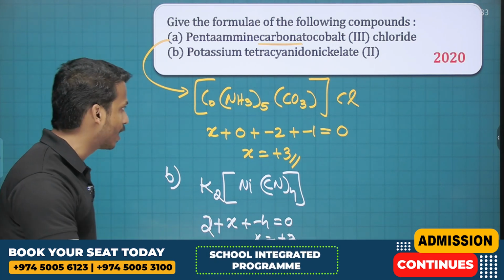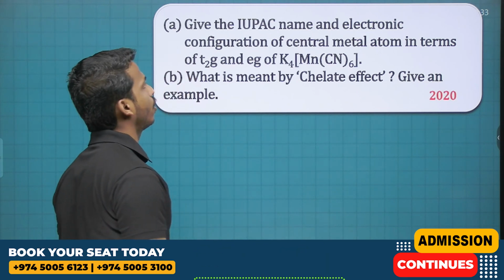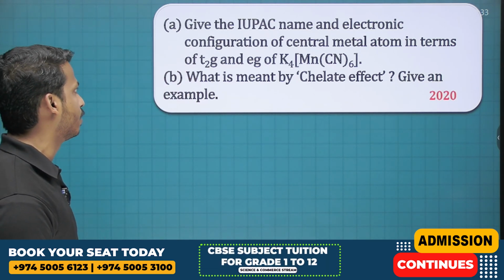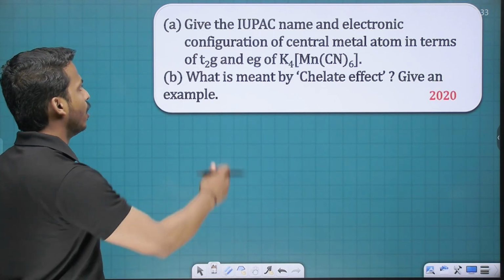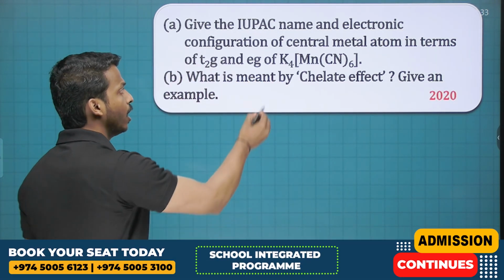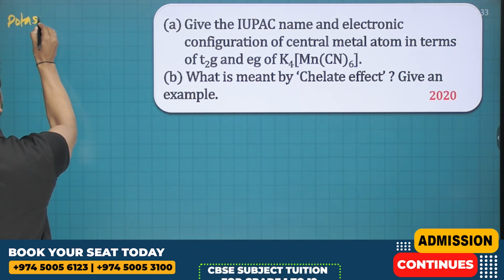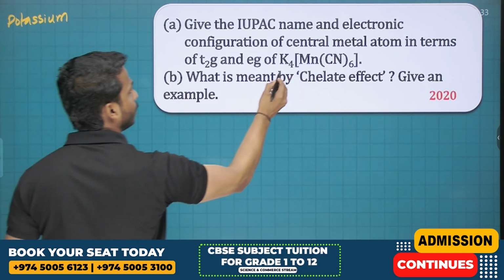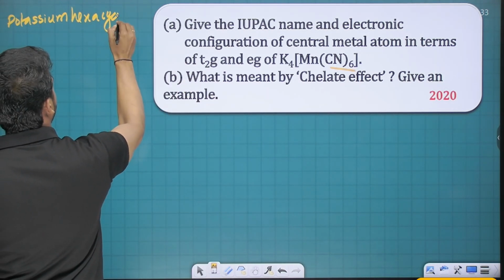Clear all? Very simple, making the formulas. Give the IUPAC name and the electronic configuration of the central metal atom in terms of t2g and eg. Apply crystal field theory. What is the complex given? K4[Mn(CN)6]. Let me write the name of the complex first. What is the cationic part? Potassium. So what is the name? Potassium hexacyanido, right? Potassium hexacyanide.